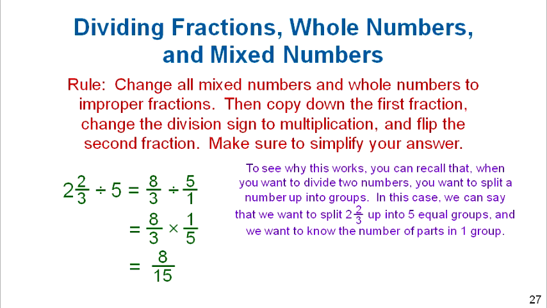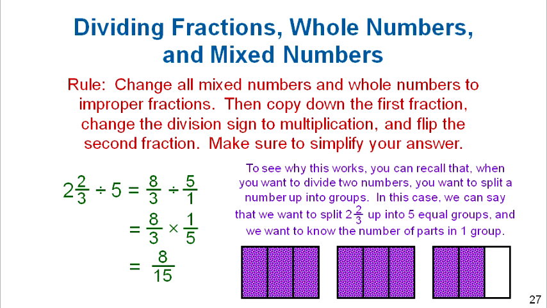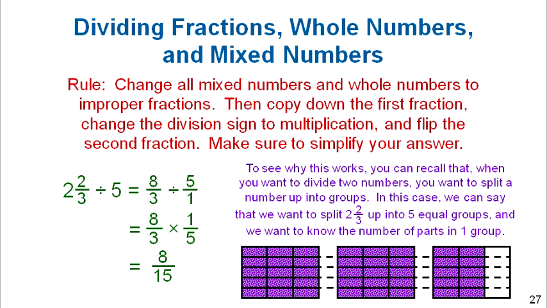To see why this rule works, you can recall that when you want to divide two numbers, you want to split a number up into equal groups. In this case, we can say that we want to split 2 2/3 up into 5 equal groups, and we want to know the number of parts in each group. So, you should notice that this picture shows 2 2/3, and you should also note that these horizontal lines split this 2 2/3 up into 5 equal groups, and that the area shown by the pink stripes represents the portion in one of these groups.